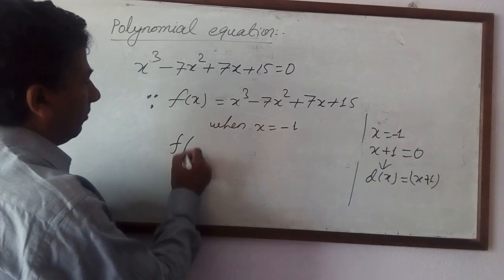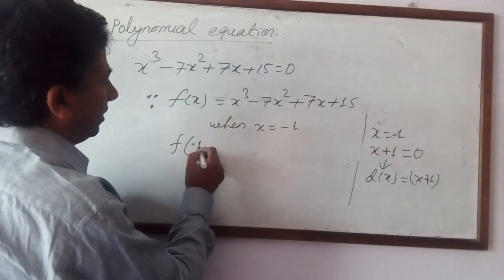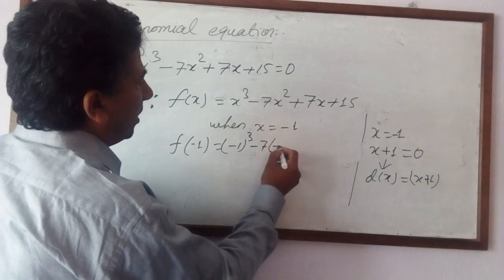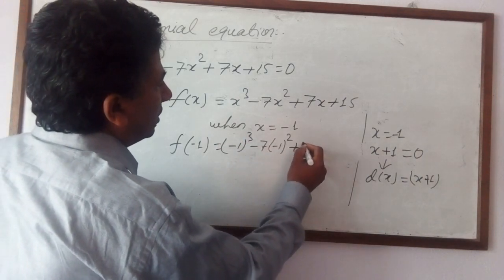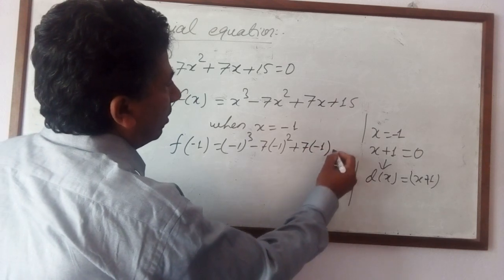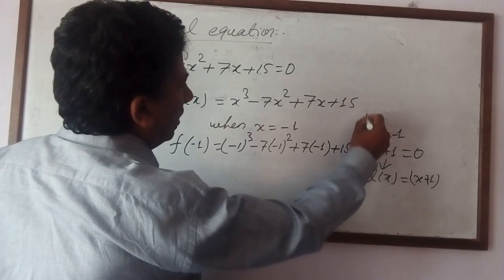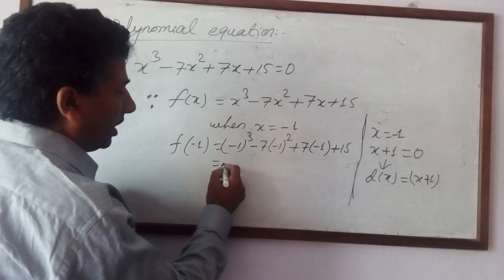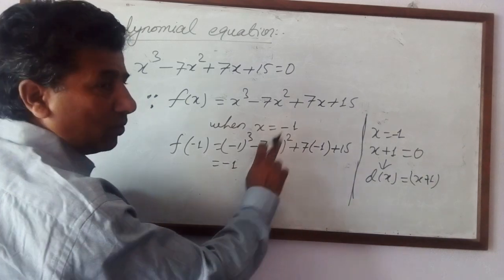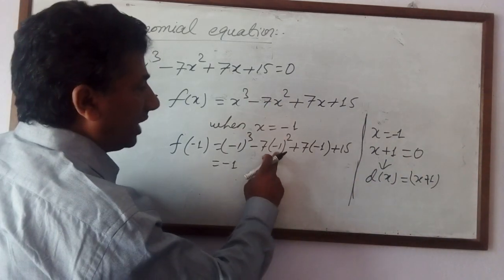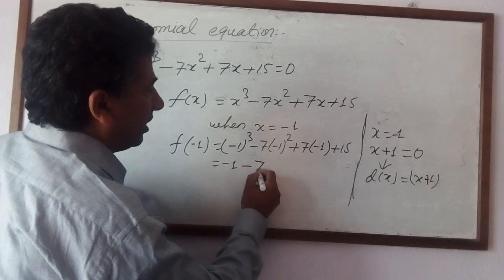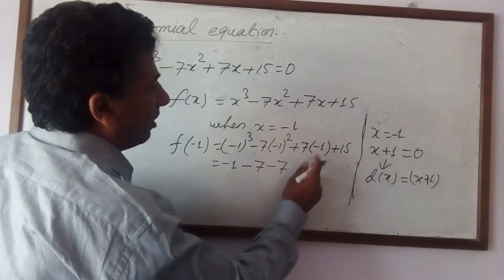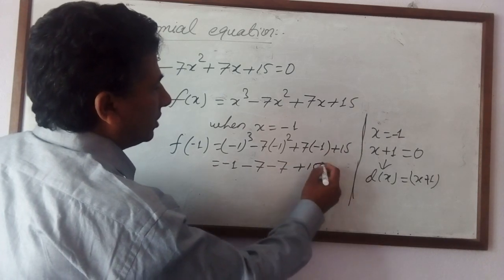Okay, f, write the value of x as minus 1. Minus 1 whole cube, minus 7 times minus 1 whole square, plus 7 times minus 1, plus 15. Now, minus 1 whole cube equals minus 1. Minus 1 whole square means plus 1. Plus 1 times minus 7 is minus 7. Plus times minus is minus 7. 7 times 1, minus 7. Now, plus 15. Now, simplify it.